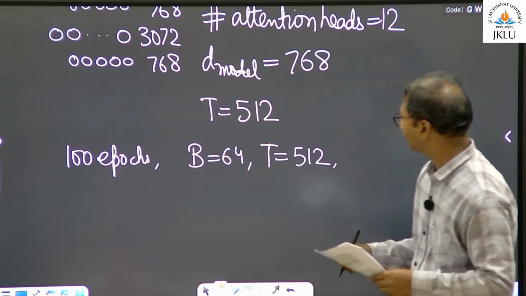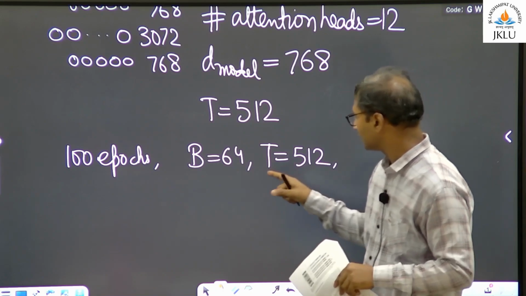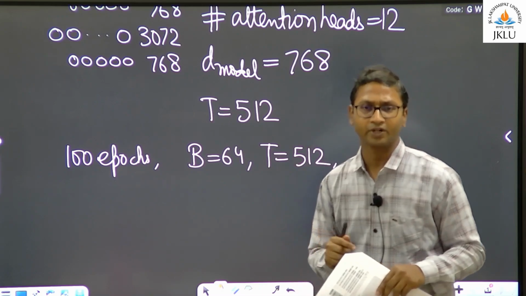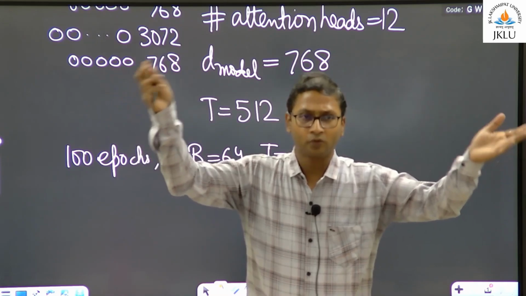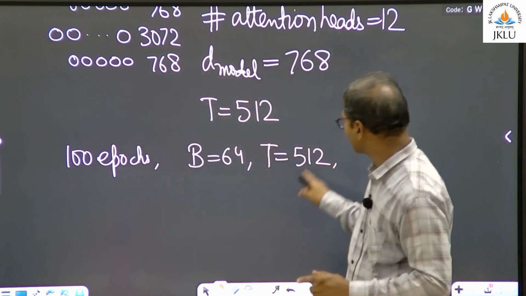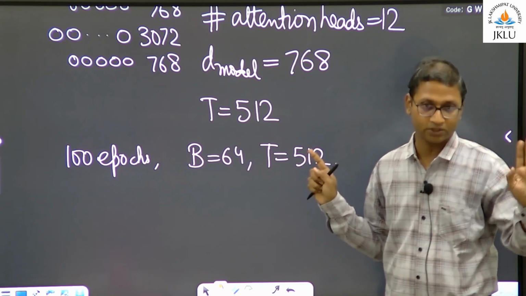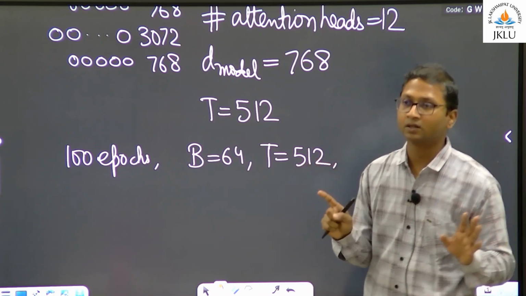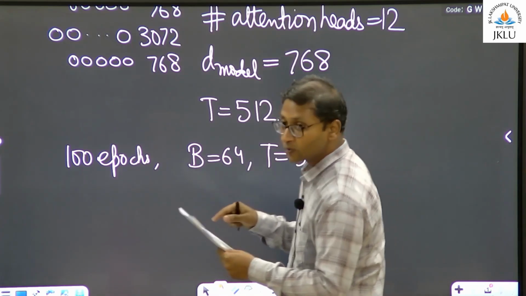Right? What else will you have? So 64 batches of size 512. What does this mean? From your corpus, you randomly choose 64 contiguous blocks of 512 words right now. Remember, I am saying words and not tokens. Or even if I say tokens, for me right now, tokens is same as words. Okay. And they use spaCy tokenizer.